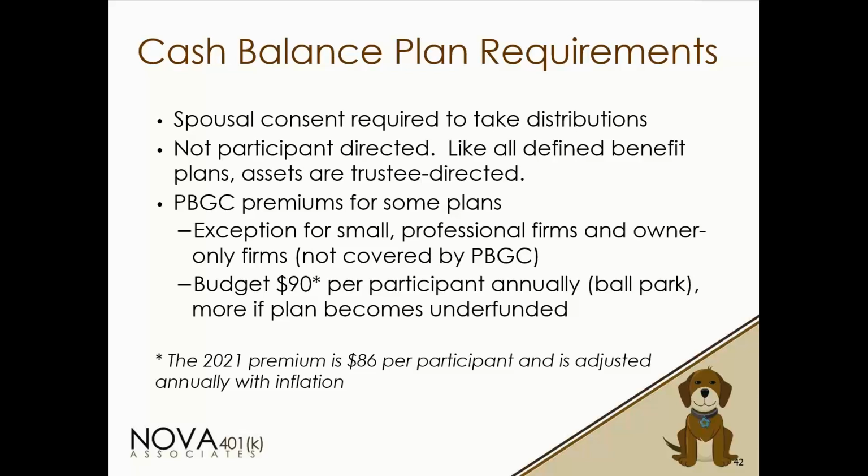PBGC premiums for some plans. There's a PBGC premium of about $85 a year per participant in plans that are covered by the Pension Benefit Guaranty Corporation. There are exceptions to that. Small professional firms and owner-only firms are not covered by the Pension Benefit Guaranty Corporation. And then we say budget $90 per participant as an additional cost if your plan is covered by the Pension Benefit Guaranty Corporation. Our NOVA illustrations will always point out whether or not the plan is covered by PBGC.